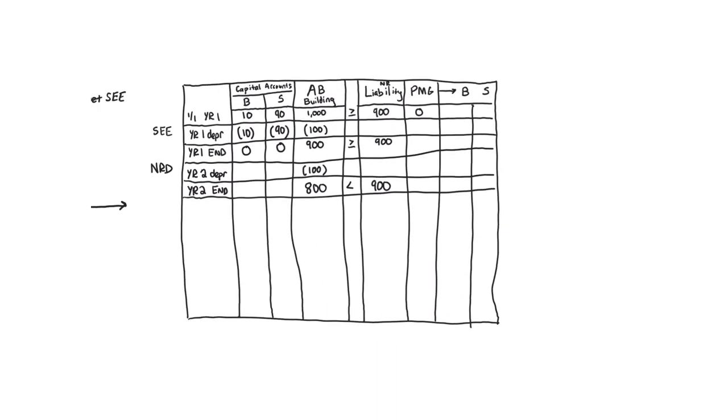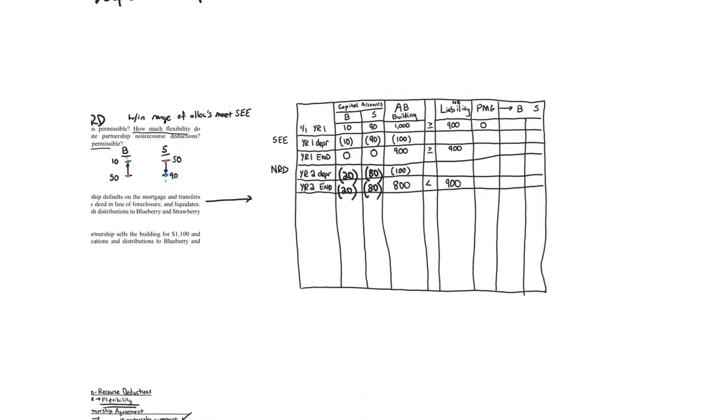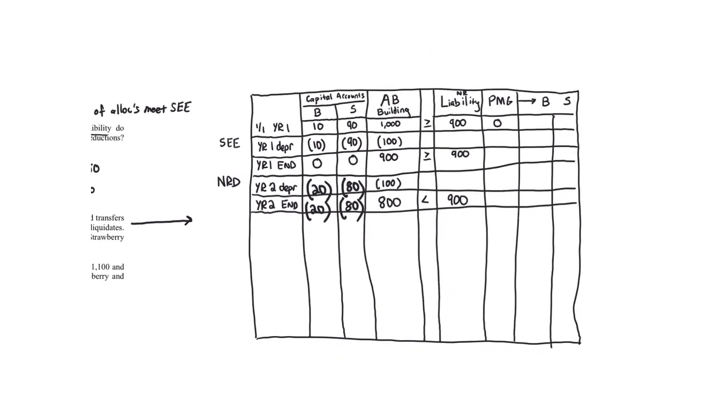Okay. So for the non-recourse deduction, that ratio is not 90-10, it's 80-20. So Strawberry gets allocated 80, and Blueberry gets allocated 20. So now the negative capital accounts are negative 80 and negative 20. Now, before we finish off, we still have to do the end of year two for the partnership minimum gain. Some of you might be wondering, I thought that Strawberry cannot go negative. Well, Strawberry cannot go negative as a result of SEE. But with respect to partnership minimum gain, yes, Strawberry can go negative.